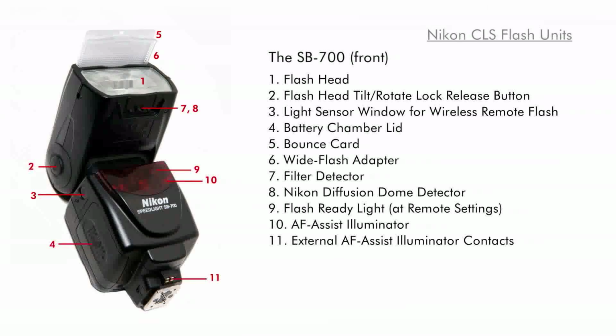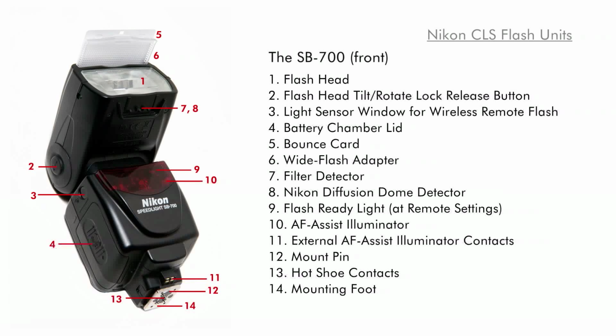These contacts let the flash communicate with your camera when the AF assist is needed. When you turn the mounting foot lock lever, the mount pins drop down to lock the flash into the hot shoe. These 4 pins connect to the contacts in the hot shoe of a Nikon camera. They transmit information from the camera to the flash and vice versa. The mounting foot attaches the flash to the camera's hot shoe.